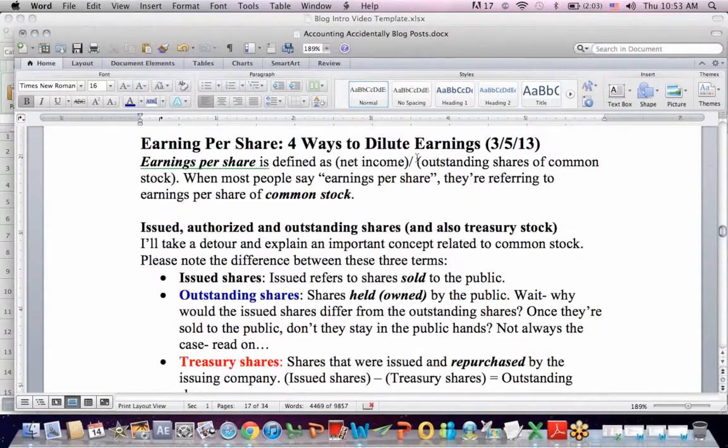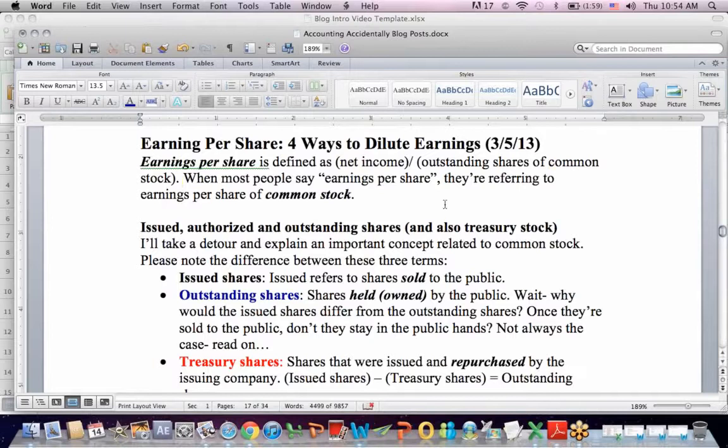And I'm going to refer to a blog that I did a while ago on March 5th, 4 Ways to Dilute Earnings. And then we need to have as a starting point the definition of earnings per share, which is defined broadly as net income divided by outstanding shares of common stock. Now you'll note that I put common stock. Let's just keep it to common stock for the purposes of this conversation. There are lots of ways to come up with different versions of earnings per share, but we're going to keep it simple and say common stock.